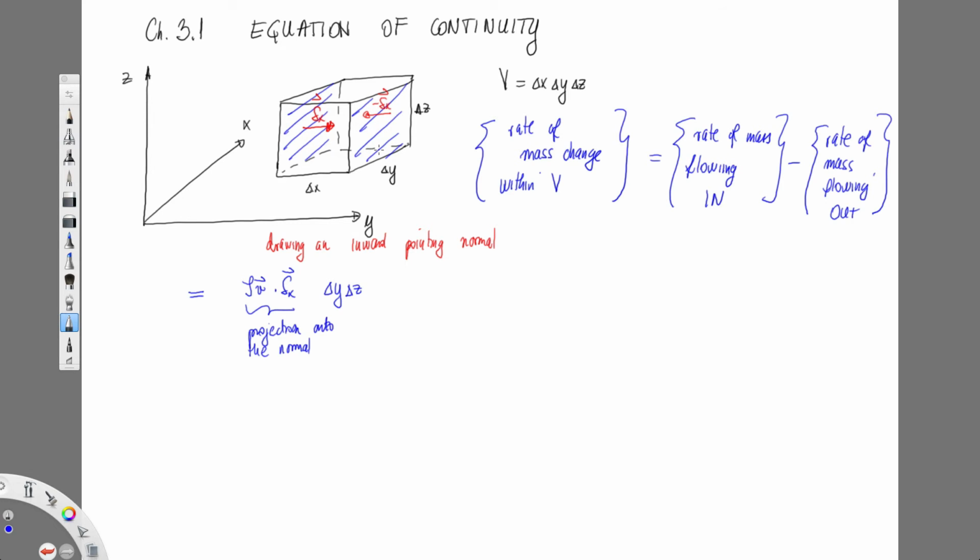And basically what's coming out is again rho v dot the inward pointing normal, which in this case is negative, so that's where this minus sign is going to jump out. So this is going to be minus rho v dot delta x. This is equivalent to saying rho v projected onto the inward pointing normal.